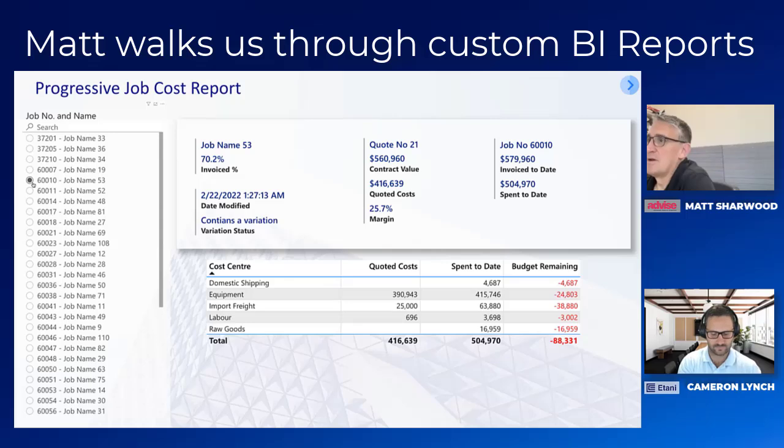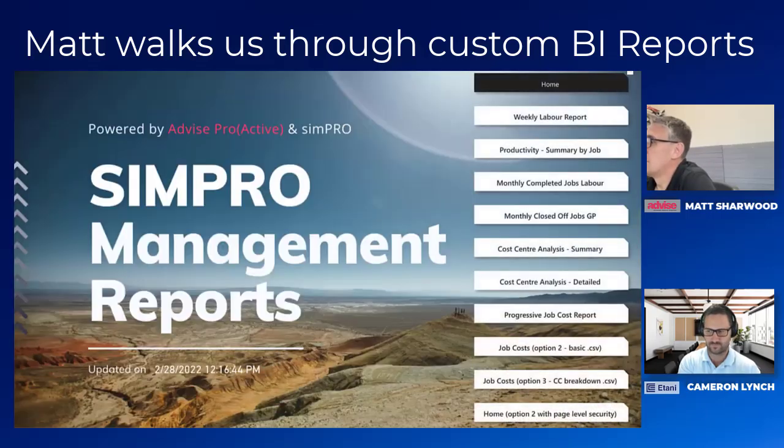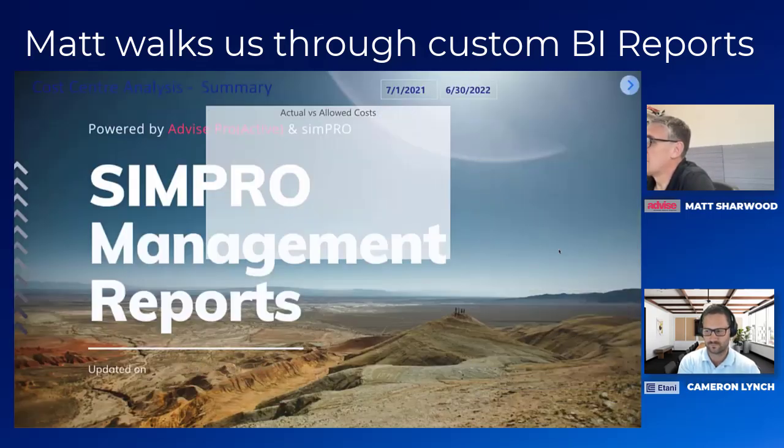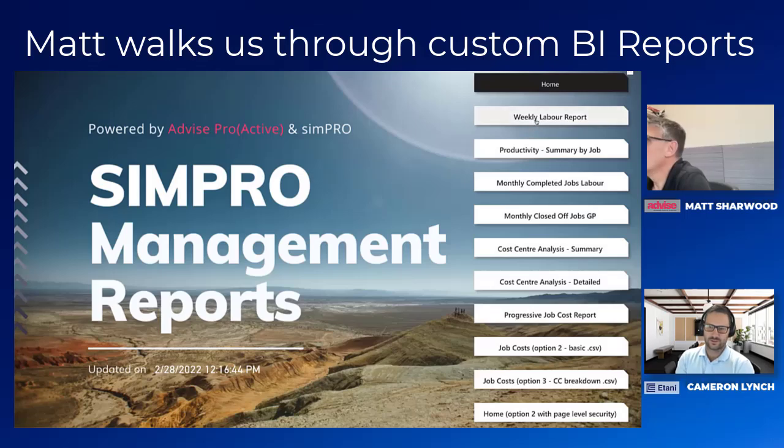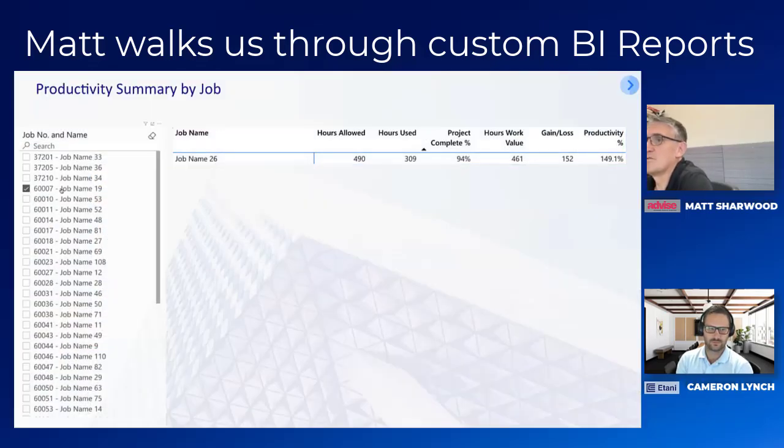So simPRO is a great program, but it can be very complicated. So we've tried to dumb it down for people. And we can do cost center analysis, what was spent on shipping versus allowed, labor costing, actual costs versus what we allowed. So we've got all these different variances. So this gets really into the operational type stuff. I'm not sure if we've got a labor report in here. I'll just see if we have.